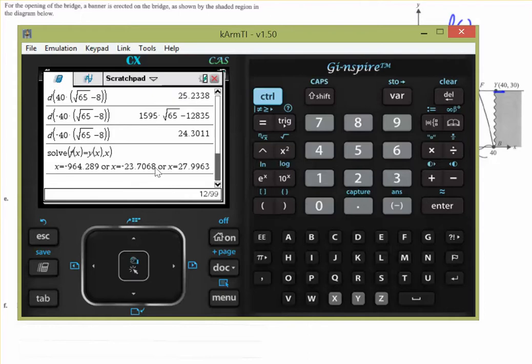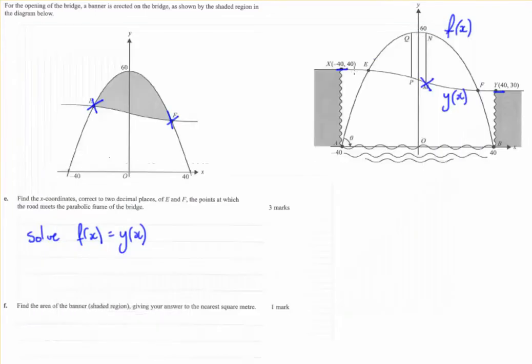There we are. Well, we can ignore that value. That's far too negative. It's outside our domain. And let's see, we've got 3 values. The ones that actually make sense are these two, because these 2 values are within our domain. So let's write them carefully to 2 decimal places, watching out for this one here. So that means x equals negative 23.71 or x equals 28.00. So this one's for E and this one's for F.